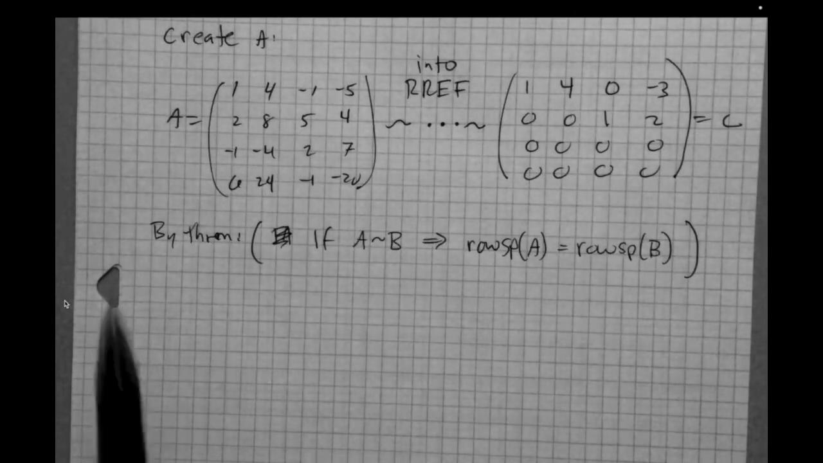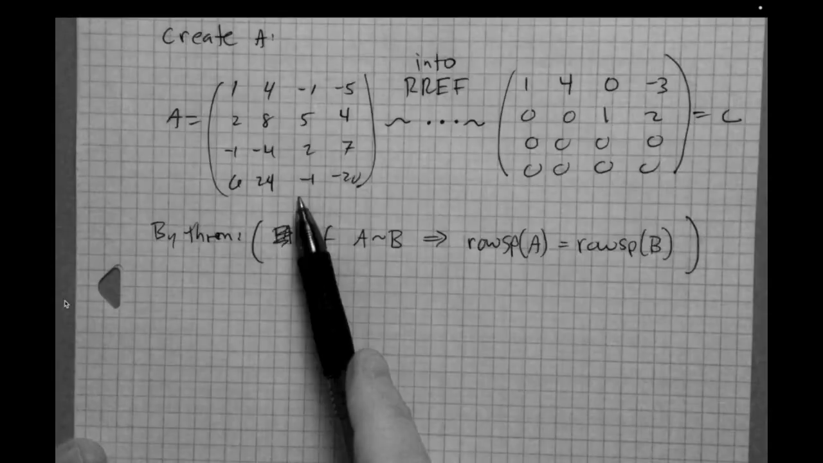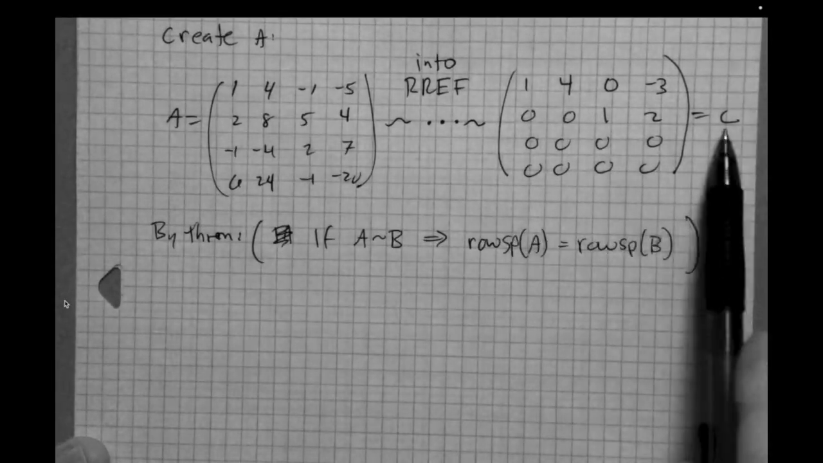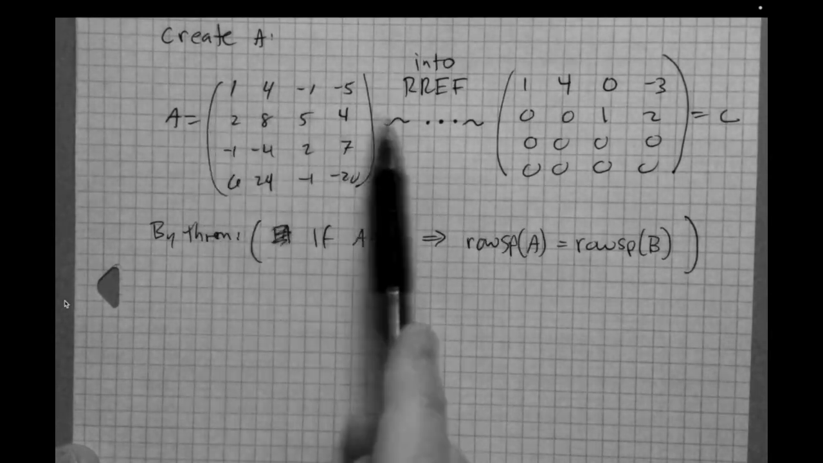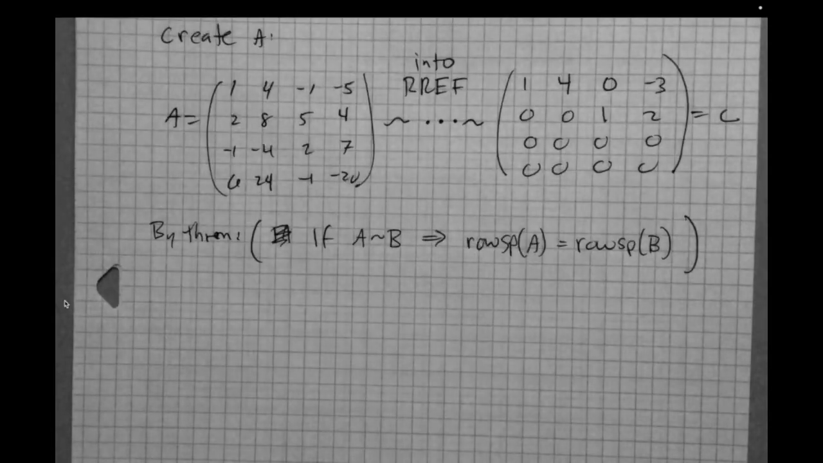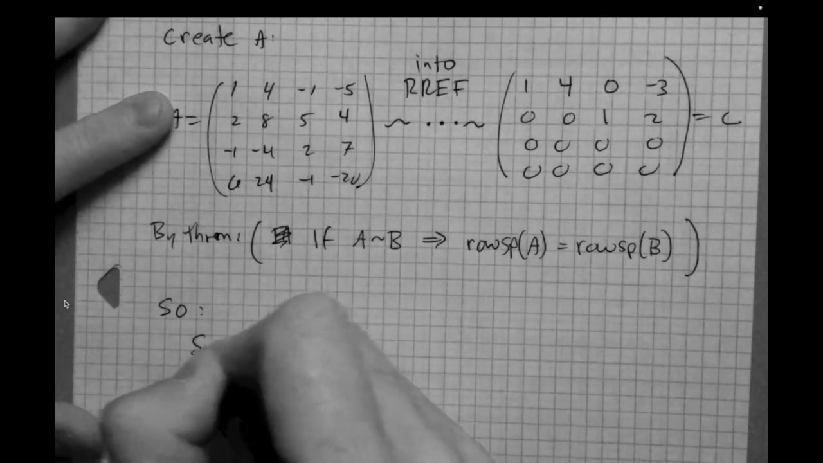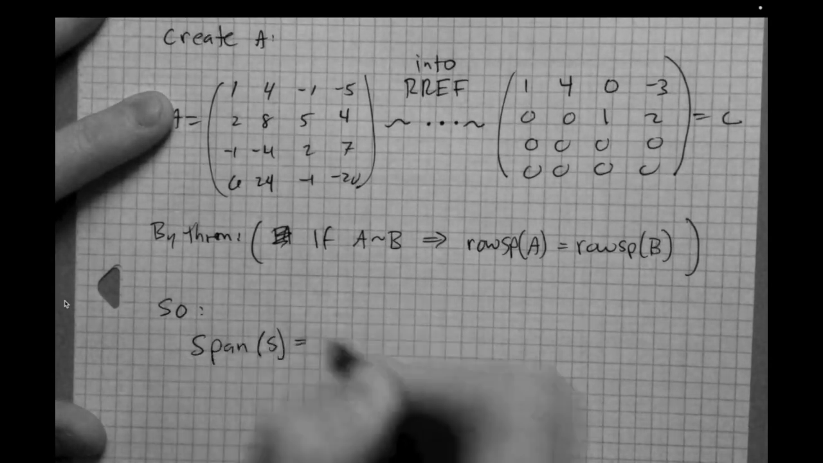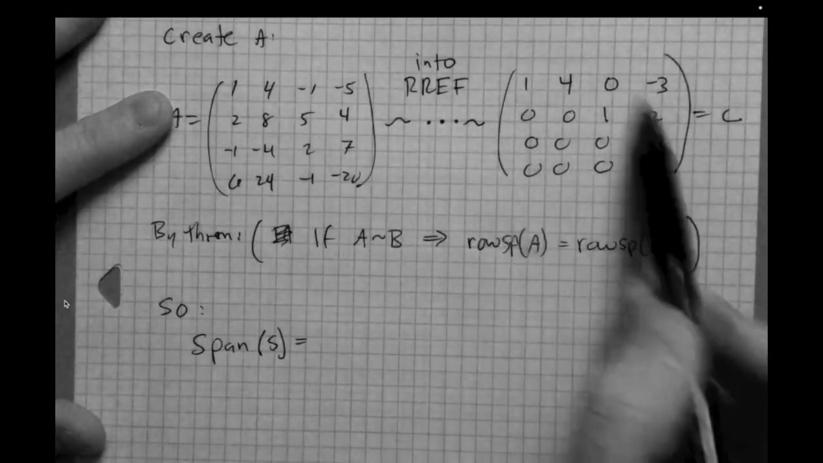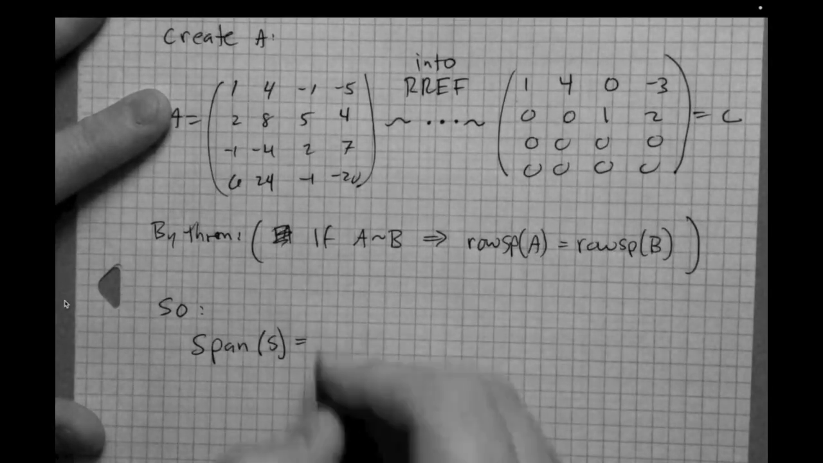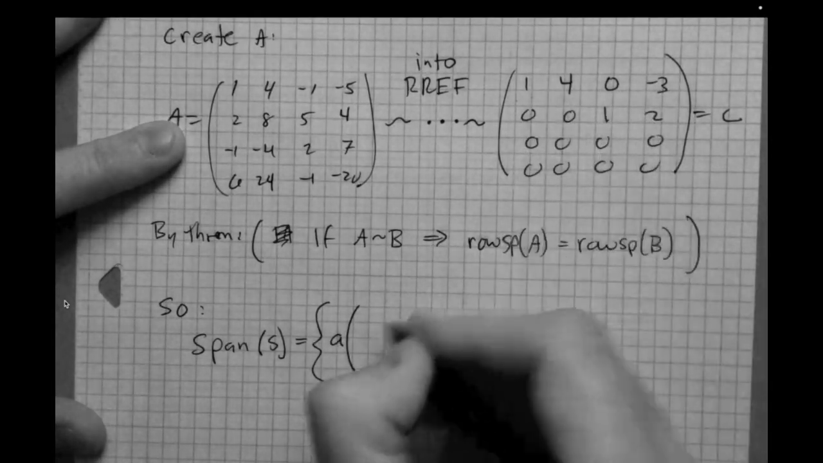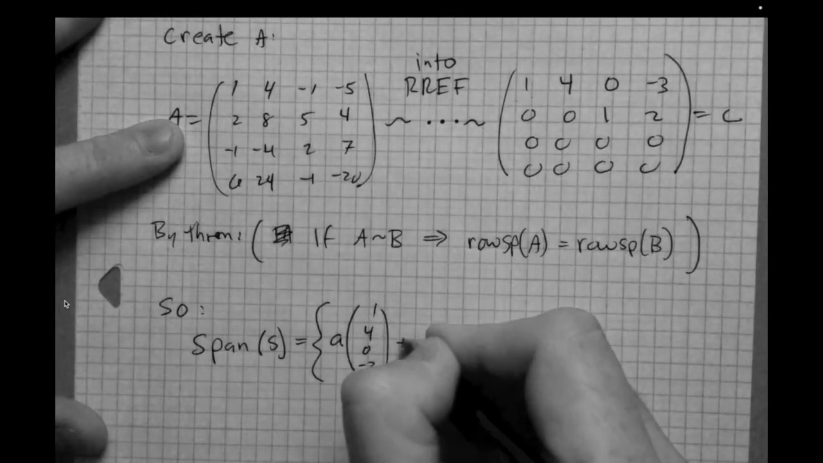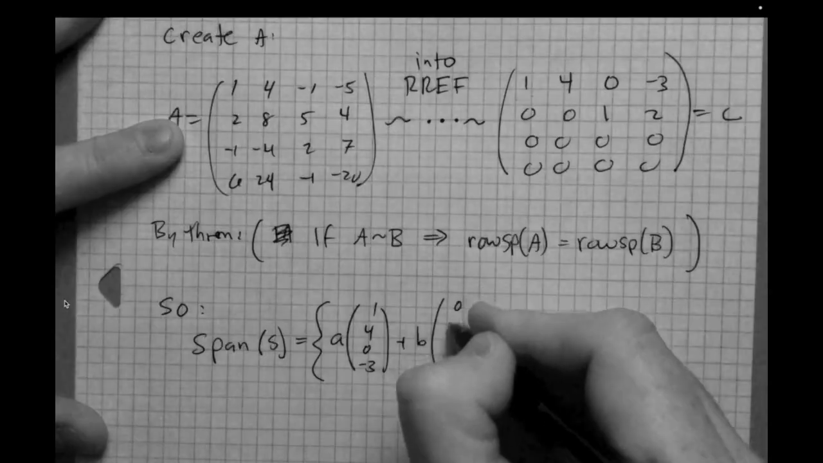Okay, so the row space of A, the row space created by these 4 rows, is equivalent to the row space created by these 4 rows. Right, and we saw in the first section that basically the way we created this row space is by plugging in the vectors that are in S. Right, and so what does this imply? Well, it implies that the span of S can be expressed using just 2 vectors instead of 4. So the span of S is equal to the set A times 1, 4, 0, negative 3 plus B times 0, 0, 1, 2.